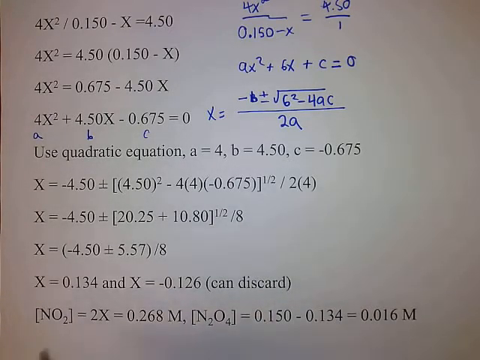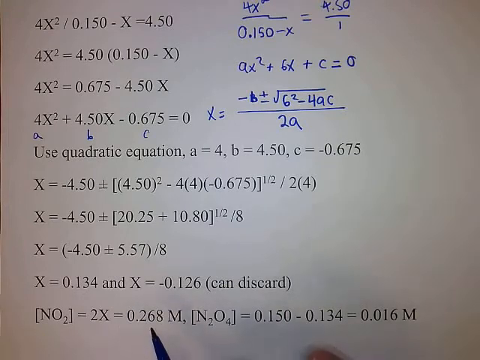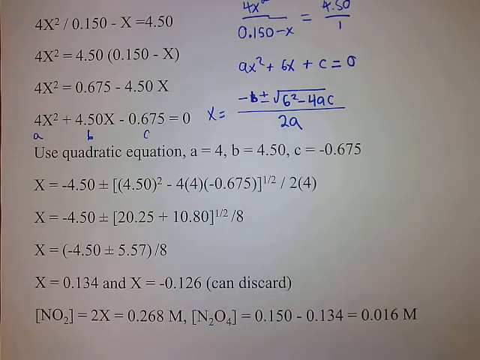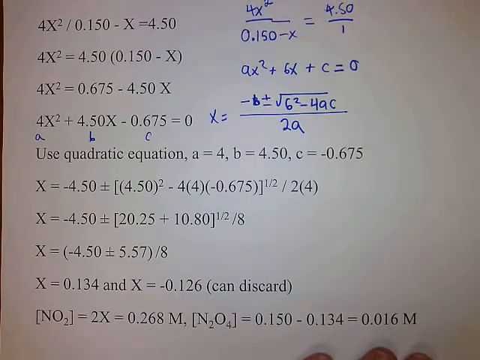So NO2 comes out to be NO2. We set the problem up. NO2 is 2x, so that's 2 times 0.134 or 0.268 molar. Okay, and N2O4 is 0.150 minus x, or 0.150 minus 0.134, and that comes out to be 0.016 molar. So that's basically how you work a problem like this.